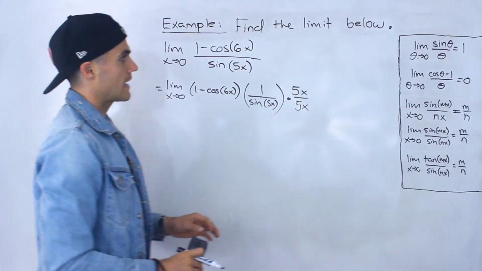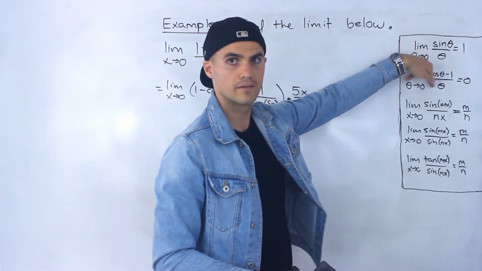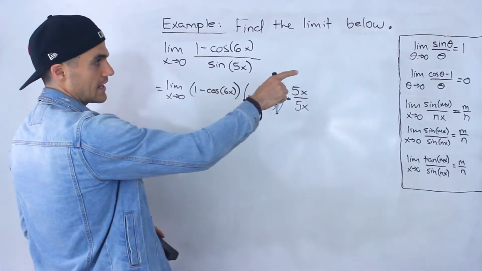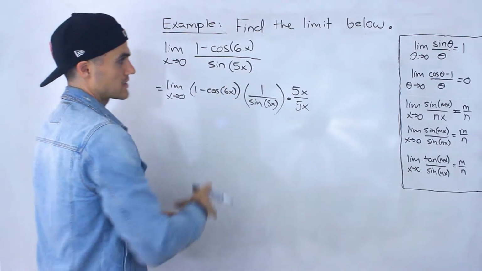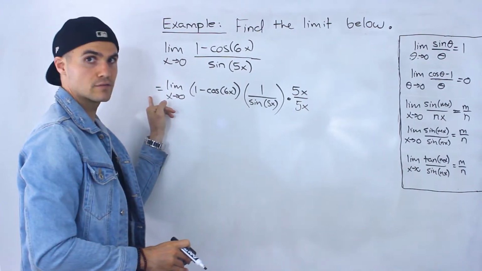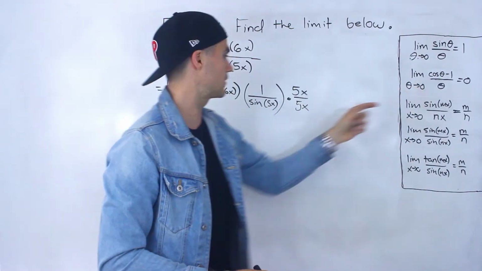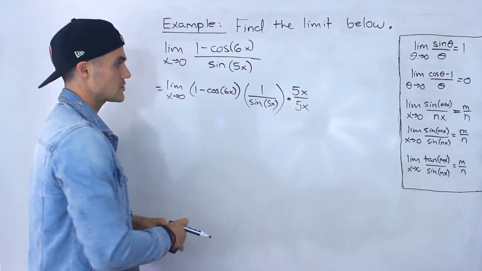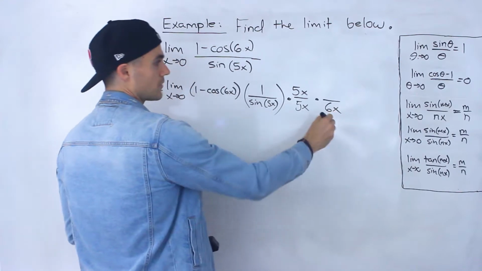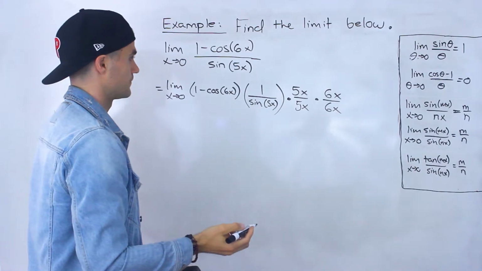Now also notice that for this property we have cos theta minus 1 over theta, and here we have 1 minus cos of 6x. So to get it as cos of 6x minus 1, which would resemble this numerator more, we can factor out a negative. However, notice that we also want to have that same expression in the denominator, which we don't have here. So we want to multiply by 6x in the denominator, but we can't just multiply the denominator, we've got to multiply the numerator by that as well.